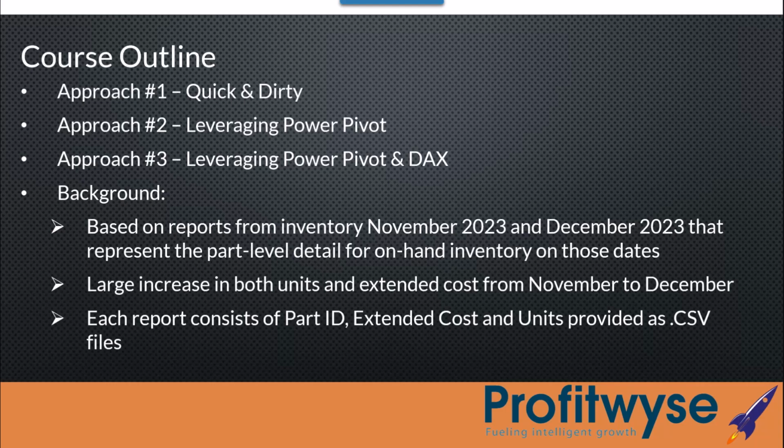So there was a big increase going from November to December, and so our user wants to understand what parts cost-wise drove that increase. And as I mentioned, each one of these reports has the part ID, extended cost, and the units. Those are the 3 columns on each one of the CSV reports.